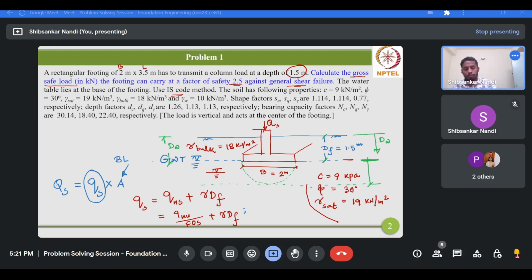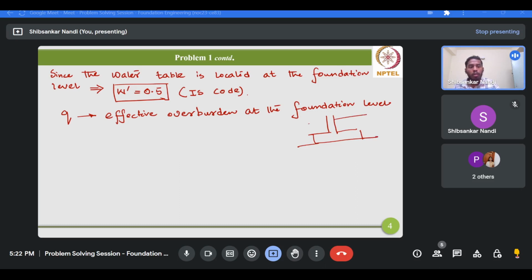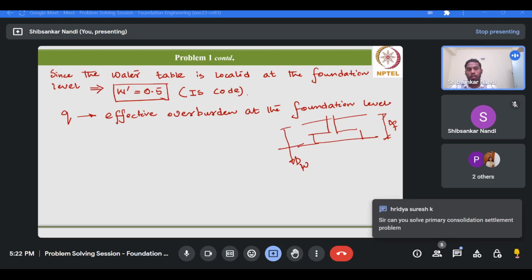Now suppose this is at the foundation level, and the water table lies beyond the depth of the foundation level. There is no question, this is dF. It will always be the bulk unit weight multiplied by the depth of the foundation.